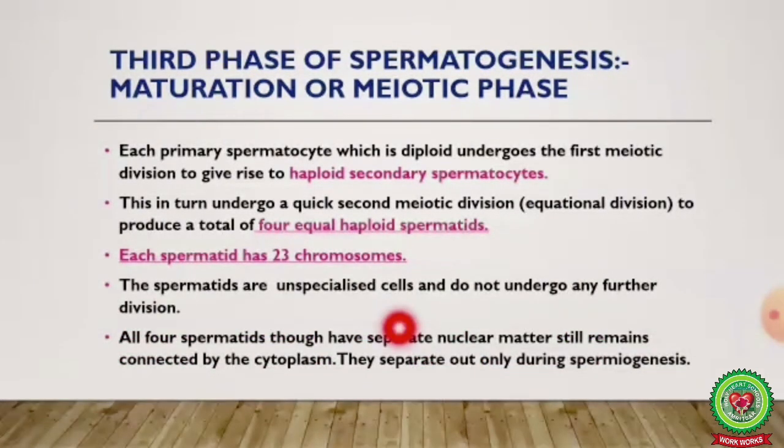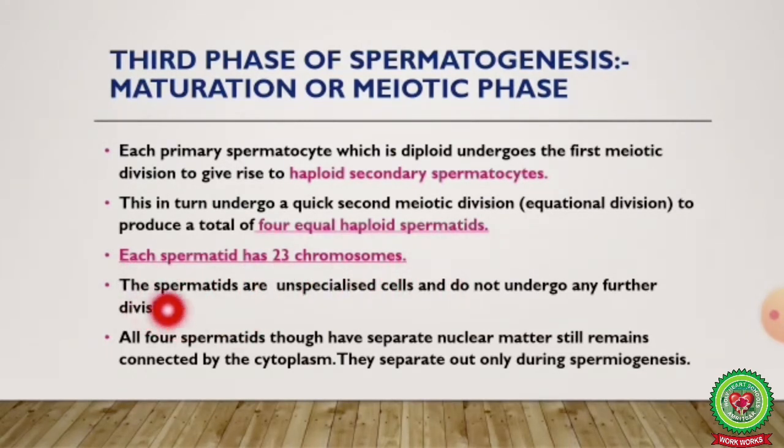Now the third phase of spermatogenesis is the maturation or meiotic phase, in which each primary spermatocyte, which is diploid in nature, undergoes the first meiotic division to give rise to haploid secondary spermatocytes. These in turn undergo a quick second meiotic division, that is an equational division, to produce a total of 4 equal haploid spermatids. Now each spermatid has 23 chromosomes.